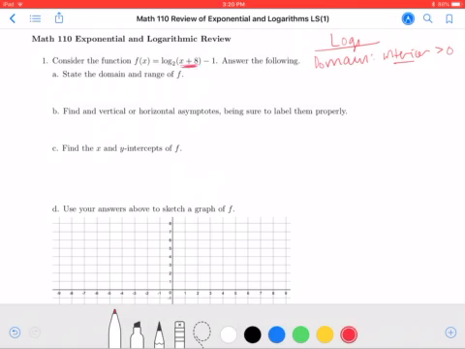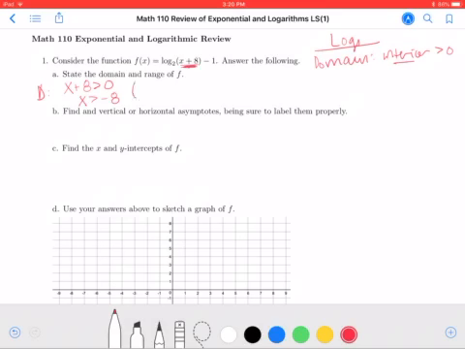So there may be parentheses, there may not be. In this case, the x plus 8 is the value we are taking the log of. That is what we want to be positive. So our domain is going to be x plus 8 is greater than 0. And if I solve that inequality, I get x has to be greater than negative 8.